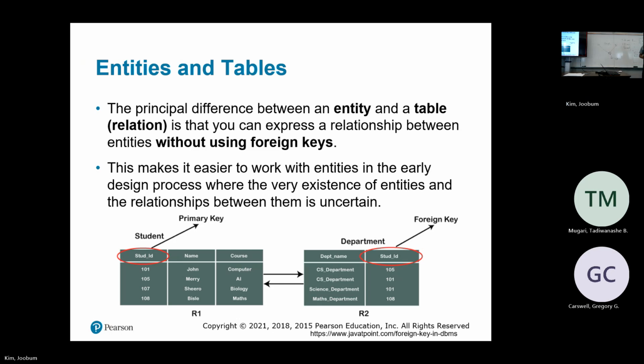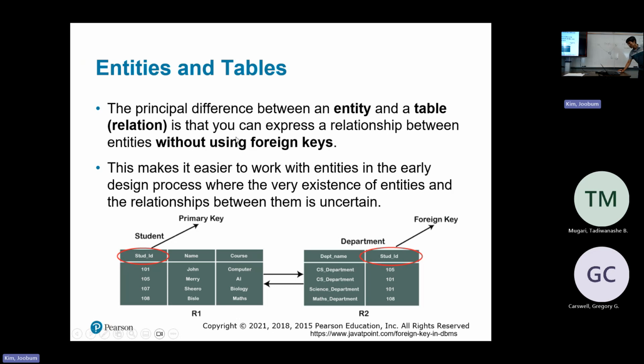Then, the principal difference between an entity and a table, or in other words, the relation. So in the relational database, we will create a table. But another name of the table is a relation. That's why we call it a relational database. Okay, the same word, table and relation.